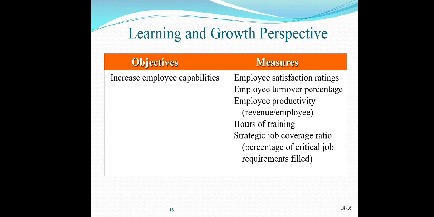So see here, most of the learning and growth perspective is related to employees. How a business improves the ability of its employees. So see here, increase employees' capabilities. The measures are employee satisfaction rating, employee turnover percentage, employee productivity, hours of training, strategic job coverage ratio, etc.